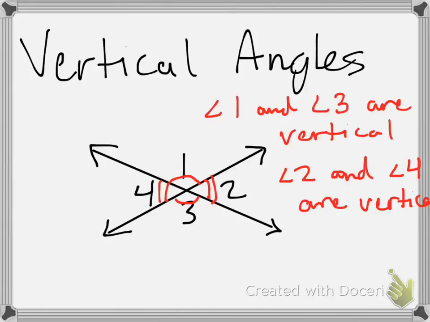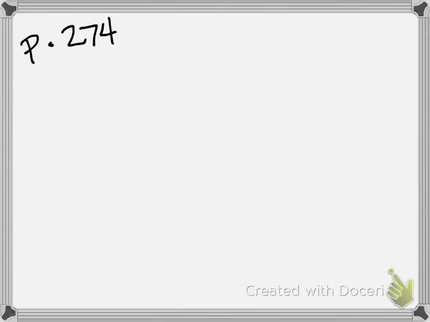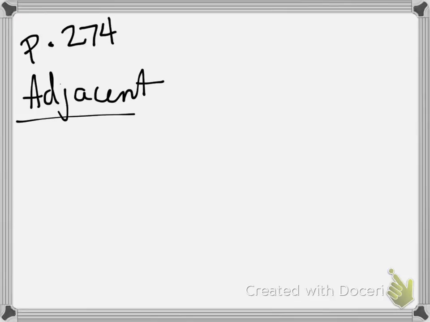Alright, so let's flip in our books to page 274. And on 274, let's take a look at number 5 first. It says, name 2 pairs of adjacent angles and 2 pairs of vertical angles in the figure. So, adjacent and vertical.